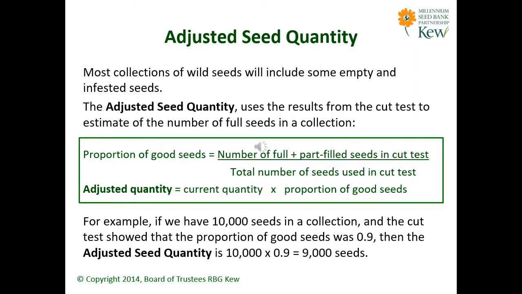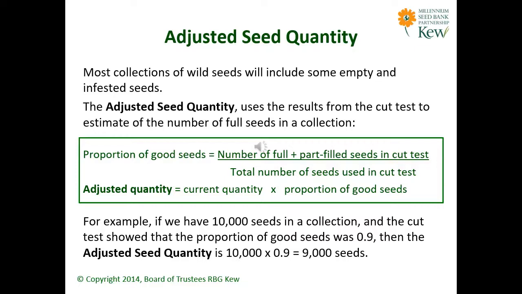The adjusted seed quantity uses the results from the cut test or X-ray to estimate the number of full seeds in a collection. To do this, we need to work out the proportion of good seeds. We do this by taking the number of full plus the number of part full seeds in the cut test and divide it by the total number of seeds used in the cut test.